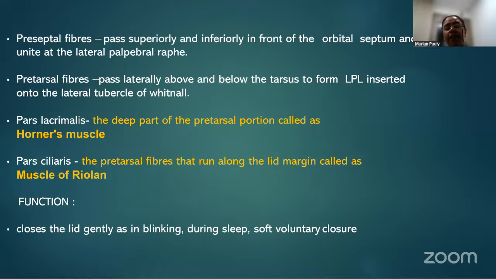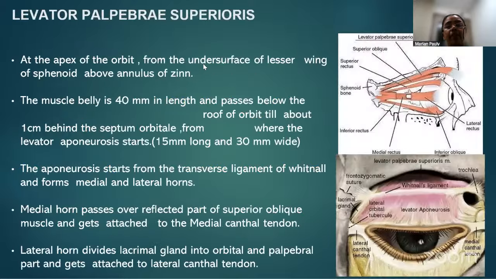This part has got a big role in the lacrimal pump to determine the tearing function. Now move to the levator palpebrae superioris muscle. It arises from the apex of the orbit, that is from the undersurface of the lesser wing of the sphenoid above the annulus of Zinn. The muscle belly is around 40 millimeter in length and passes below the roof of the orbit till about 1 centimeter behind the septum, from where the levator aponeurosis starts.